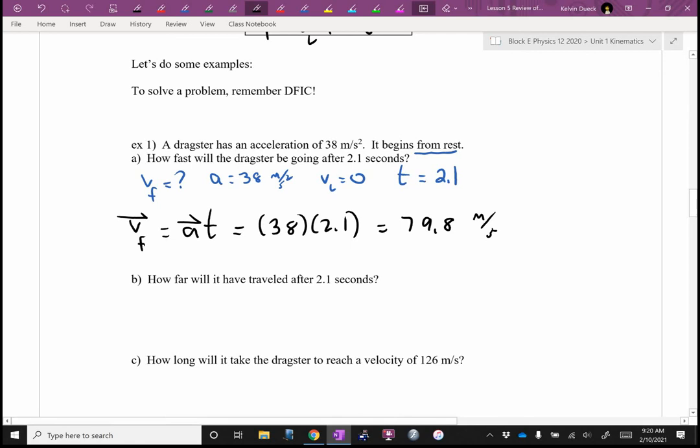So there's an implied direction here with the positive. If the question had used words like north, south, east, or west, I would have made sure to include a compass direction in my final answer as well.